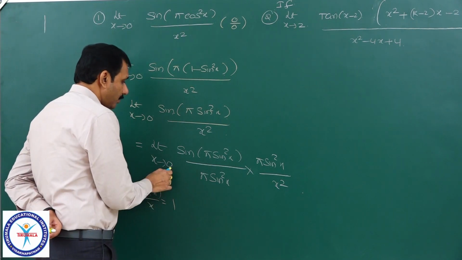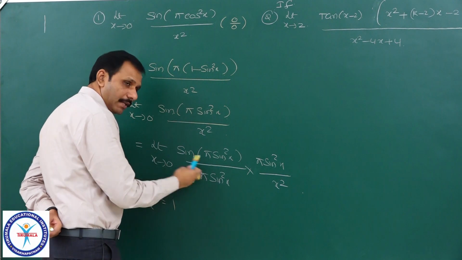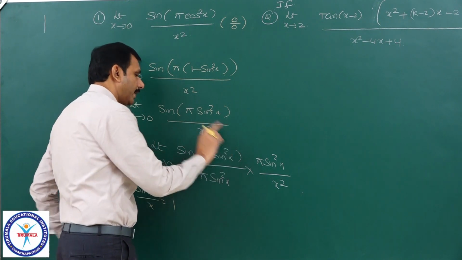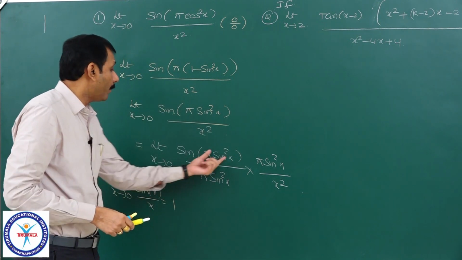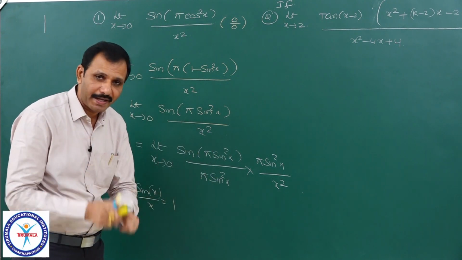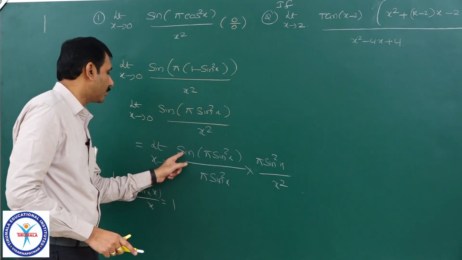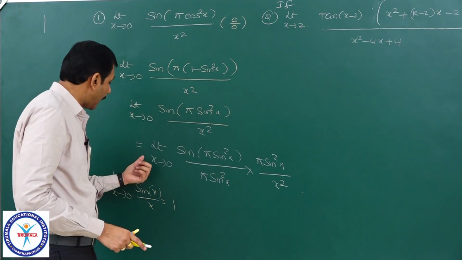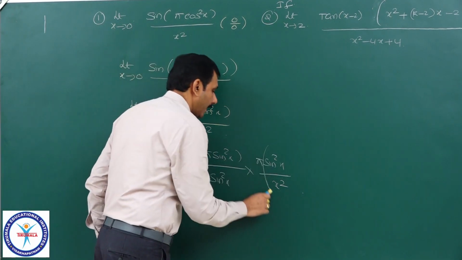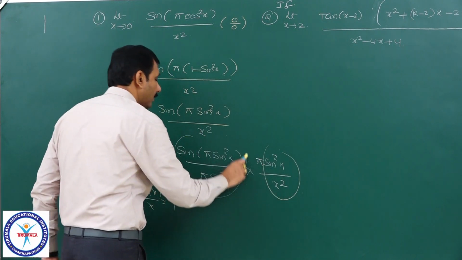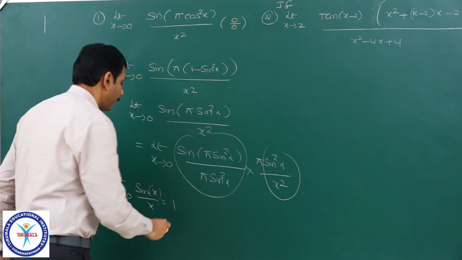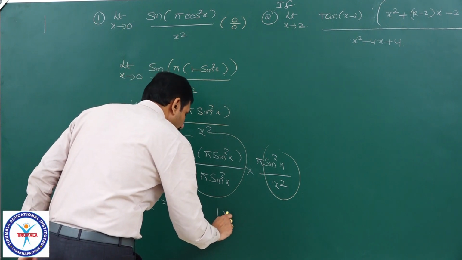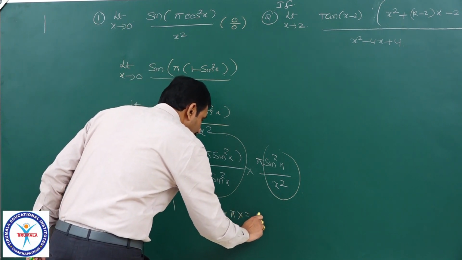Now as x tends to 0, sin x also tends to 0, so pi sin square x also tends to 0. Now if I take t as pi sin square x, the limit as t tends to 0 of sin t by t is obviously equal to 1. And as x tends to 0, sin square x by x square equal to 1. Now these two limits I can directly write the values, it is equal to 1 into pi into 1, it is equal to pi.